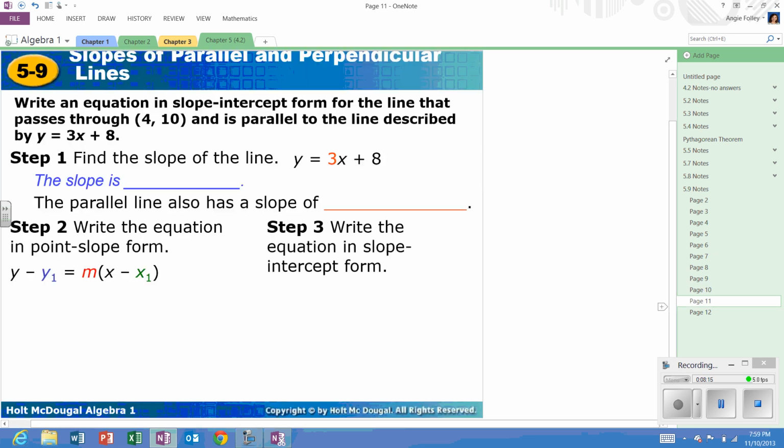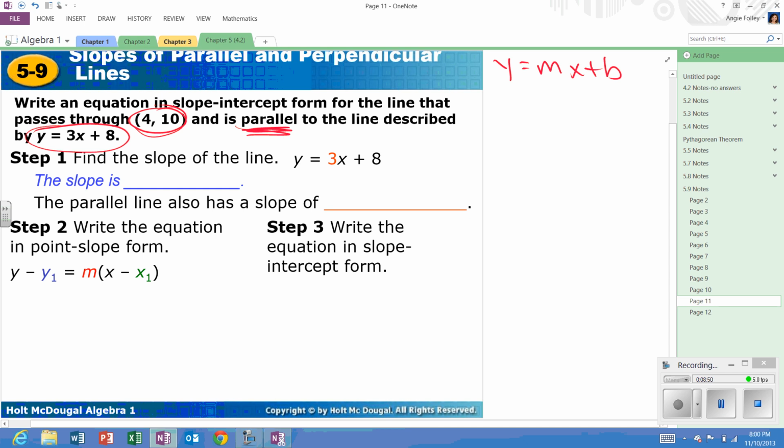So now we're going to do some examples with actually using this information. Okay, so in this example, they want us to write an equation in slope-intercept form. Remember, y equals mx plus b. For the line that passes through the point 4, 10 and is parallel to the line y equals 3x plus 8. So we're going to write an equation for a new line that's parallel to this other line, and has to go through the point 4, 10.